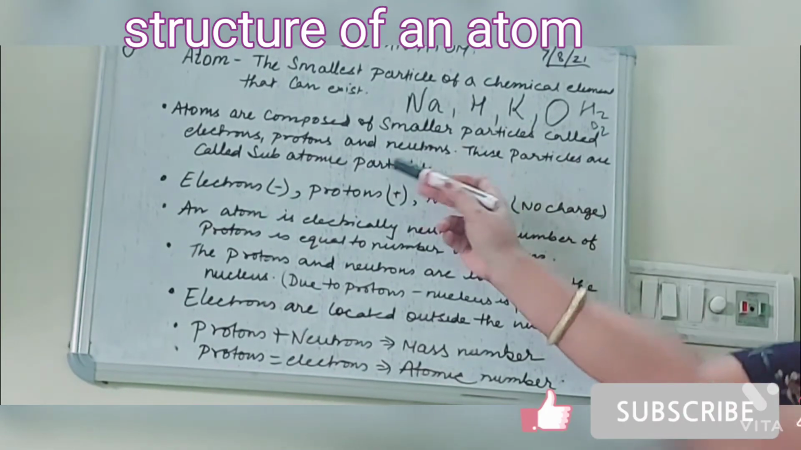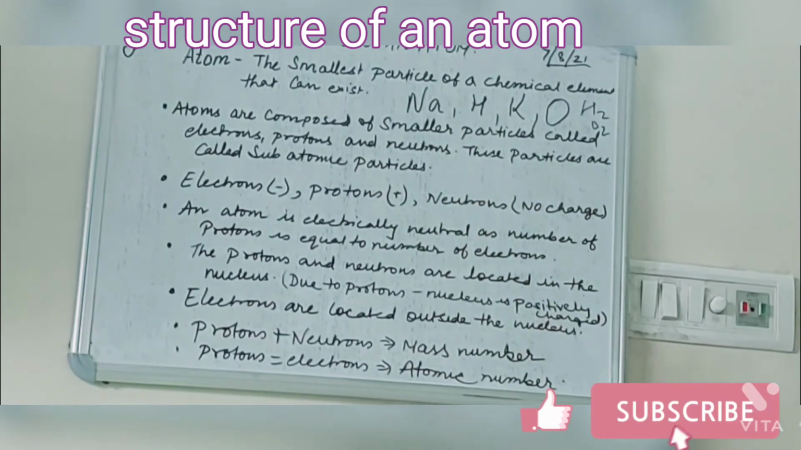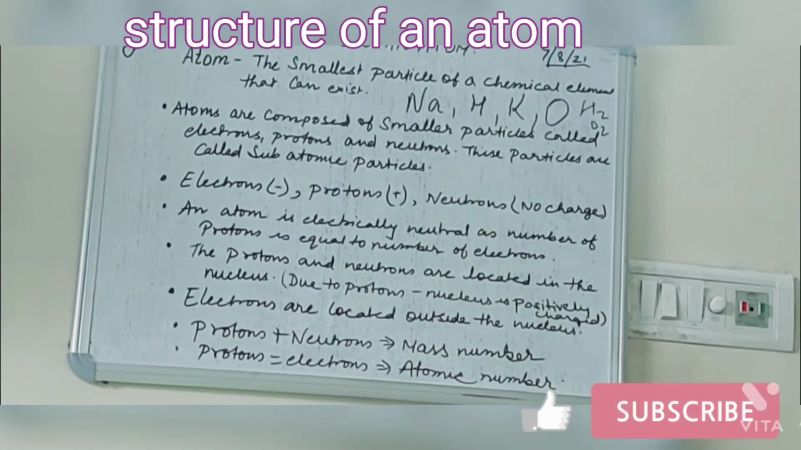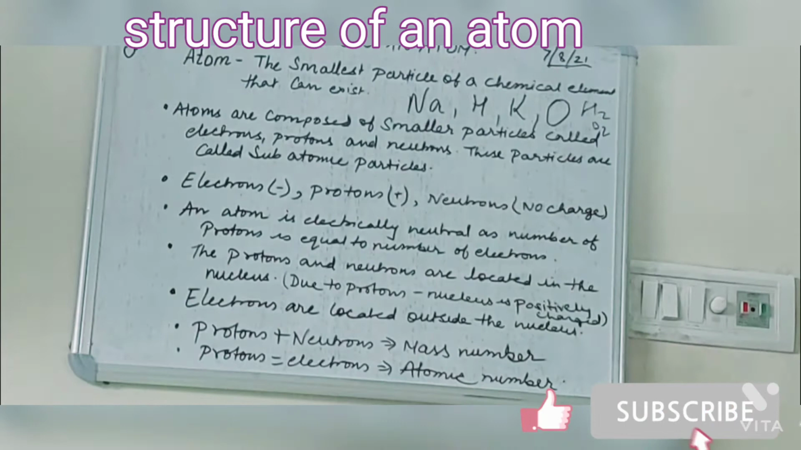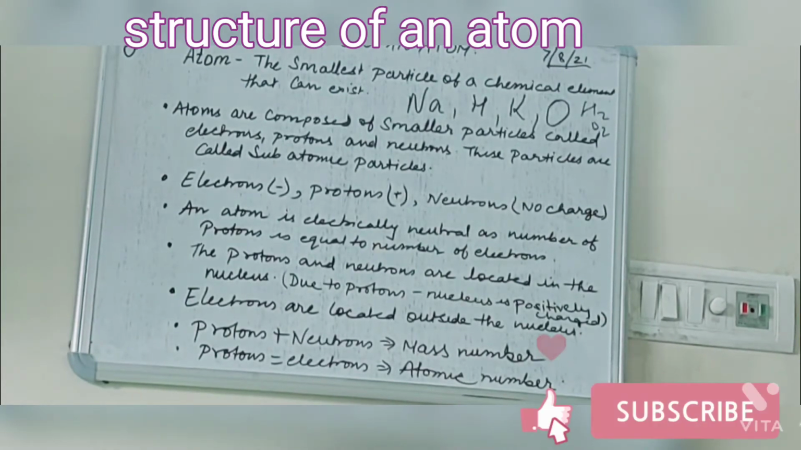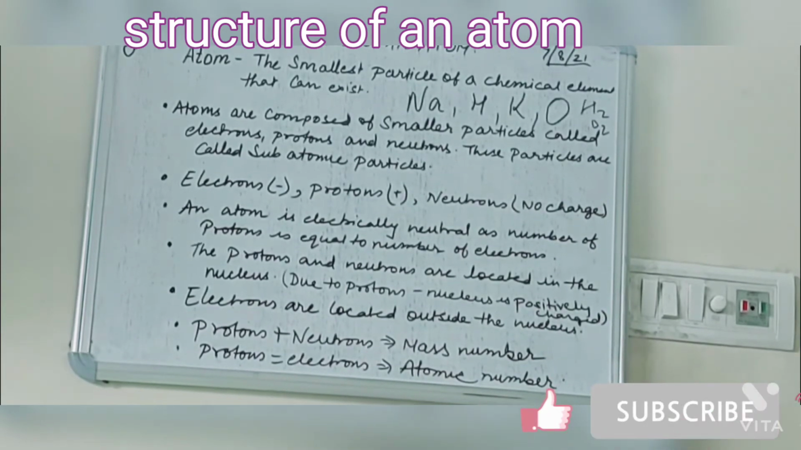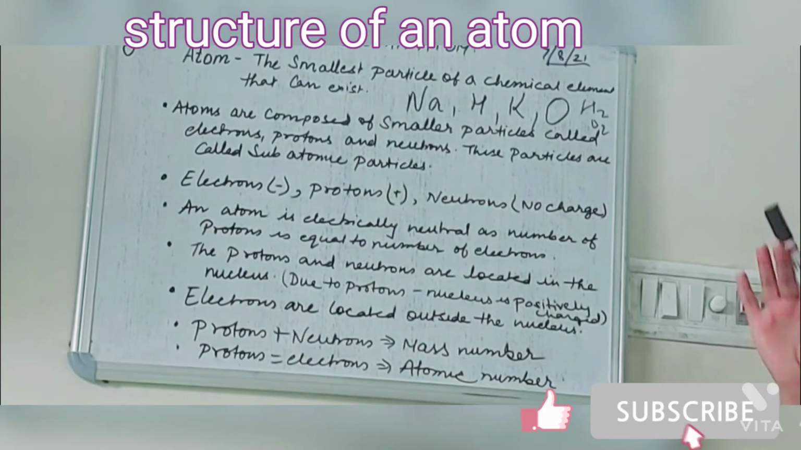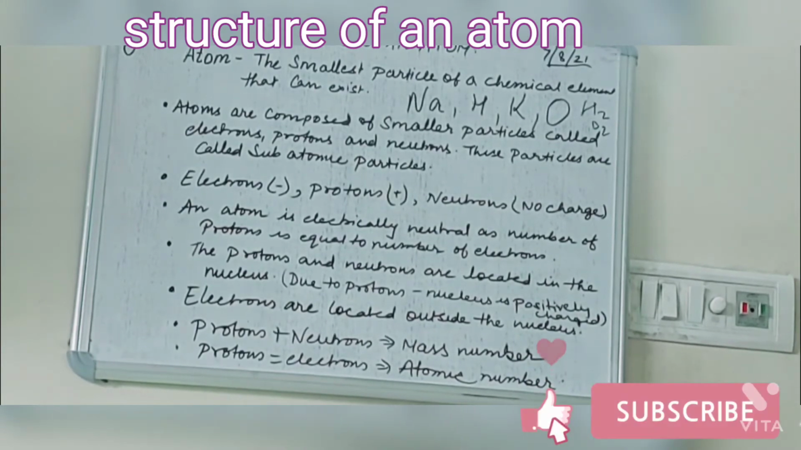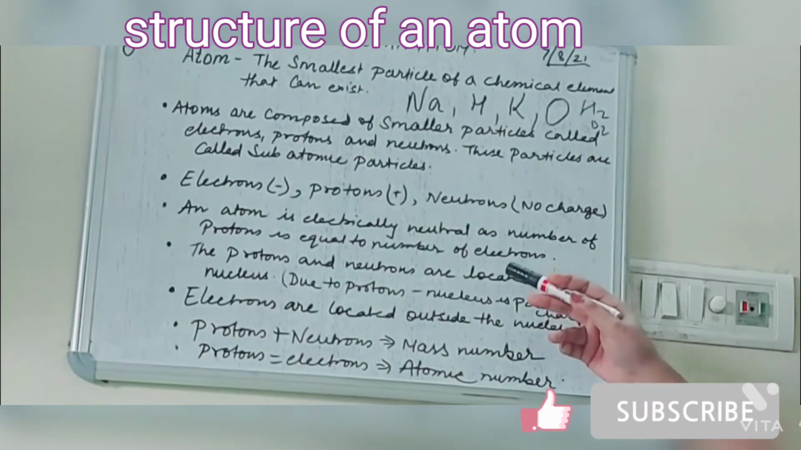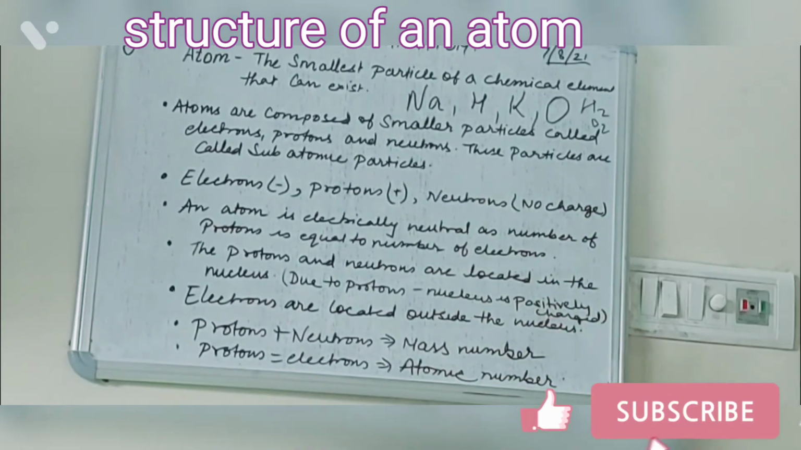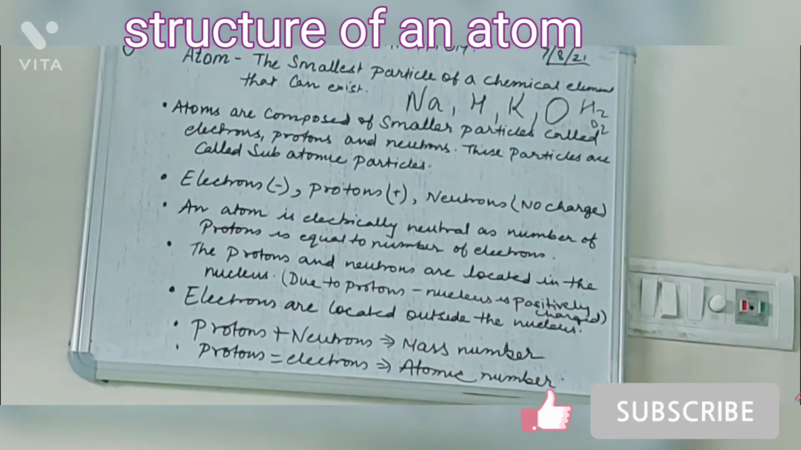So these three particles are present inside an atom. Electrons have negative charge, they are negatively charged particles. Protons are positively charged particles, whereas neutrons have no charge. So an atom consists of three different particles, that is protons positive, electrons negative, and neutrons no charge, neutral.